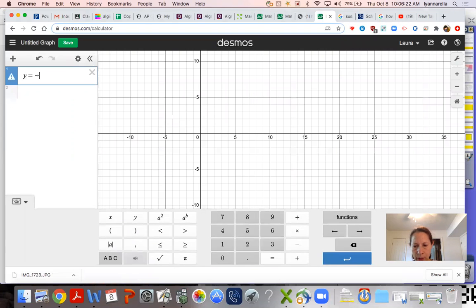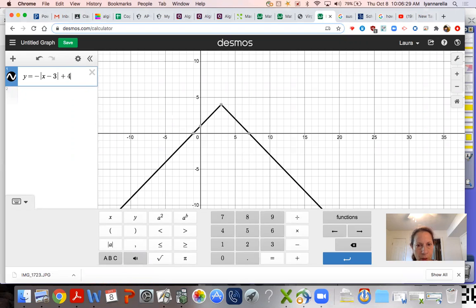Y equals -x minus 3. And then I forget what the other part was. Maybe it was +4. I don't know. So if I told you to graph it, you could use Desmos. And this absolute value key, you can actually press down here to get your absolute value bars. So I just did my keyboard keys, but you can actually use this for your absolute value bars.